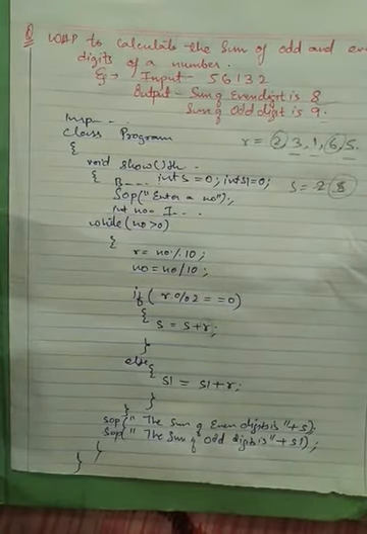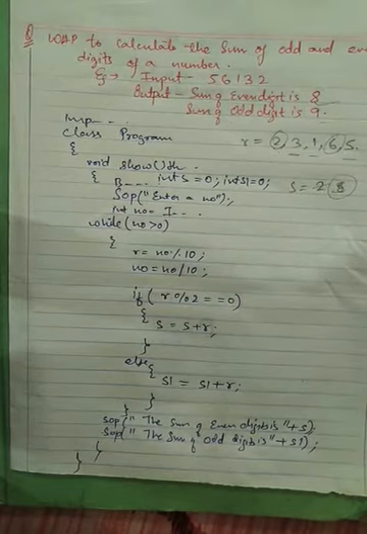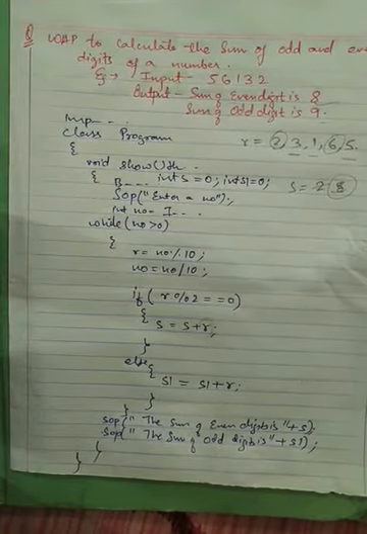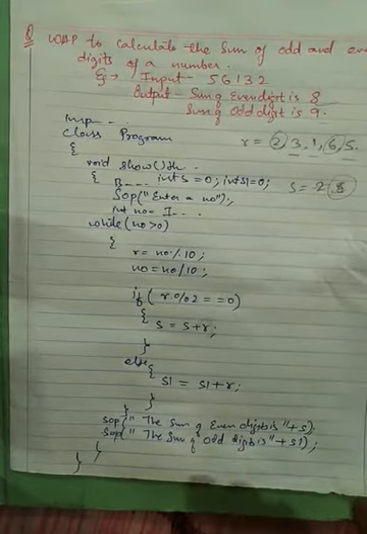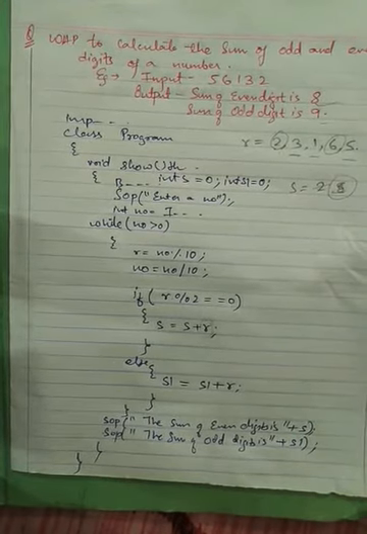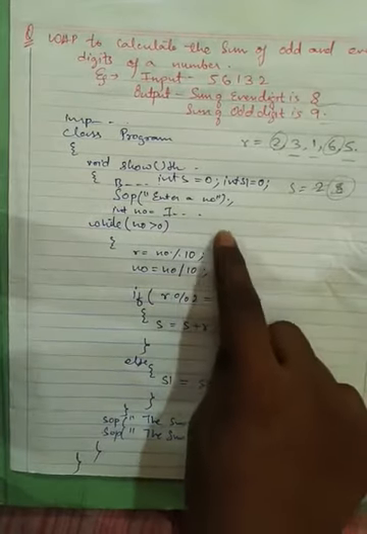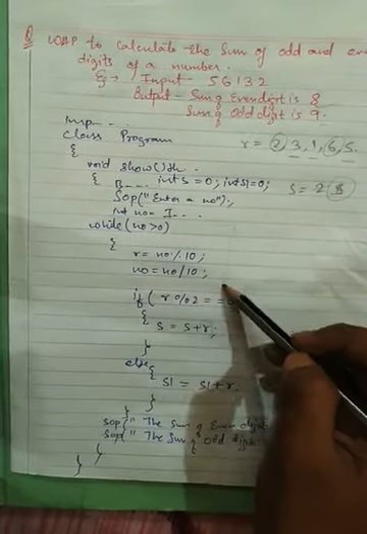Clear? Understood? So today we have discussed two questions. One is your sum of even digits, sum of odd digits, and your sum of even and odd digits. Clear? Now you have understood near about how this while loop works. This is the common thing which will be coming in digits questions. This is the common thing you have to remember.